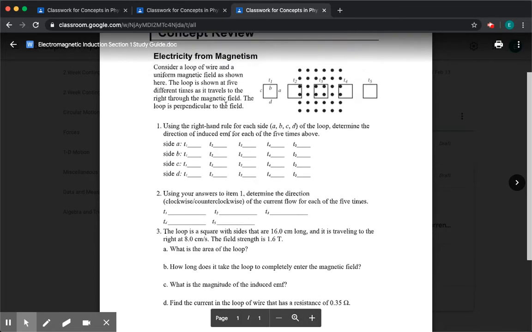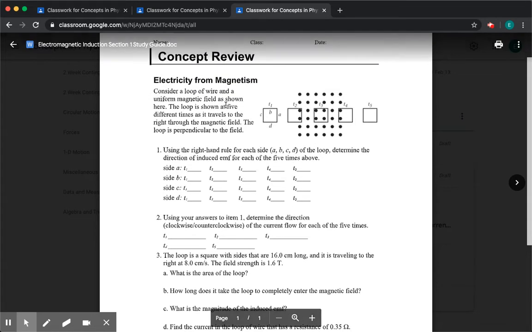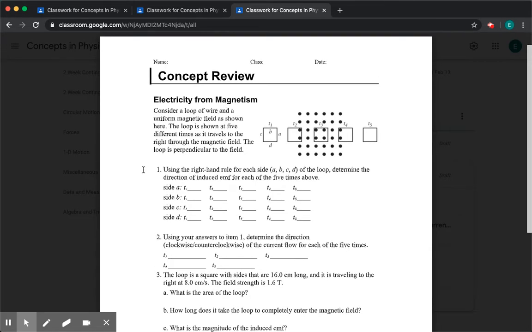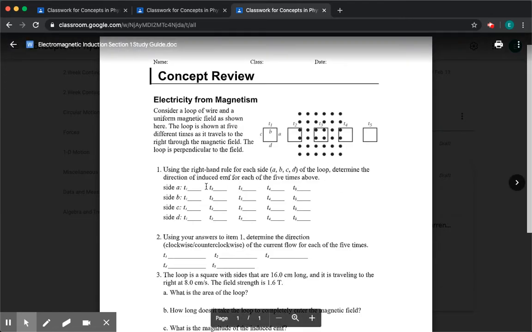Now the study guide just covers a little bit of the more conceptual stuff. Number 1 wants you to figure out, using the right-hand rule, the direction of the flow. And remember that when you see these dots, the dots mean out of the page, not into the page. If you see X's, that's into the page.